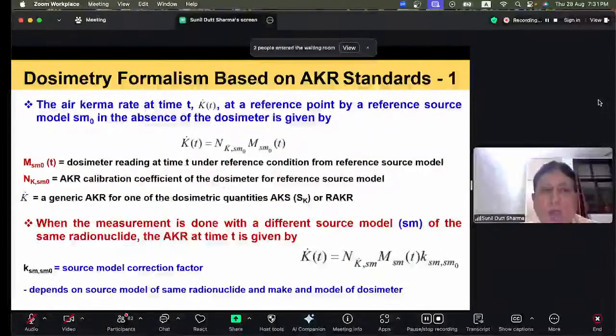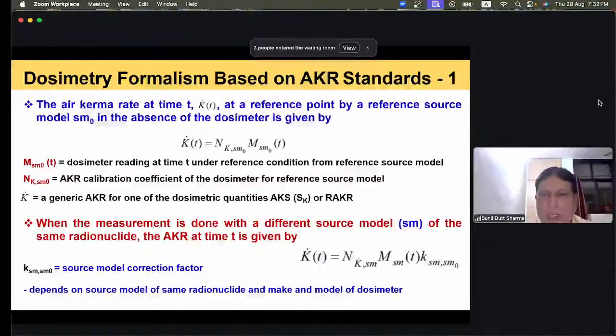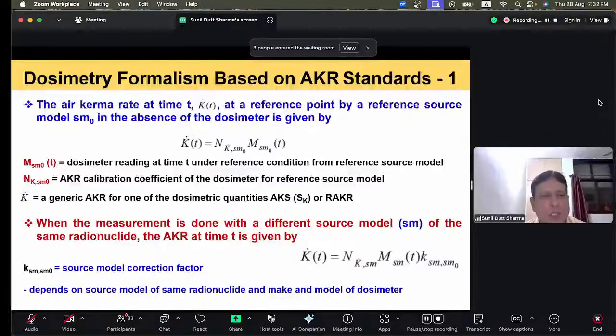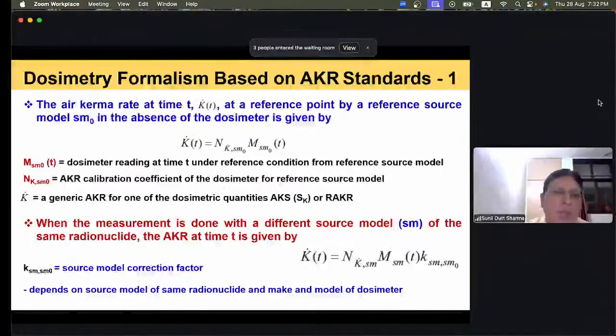Now for the calculation of source strength, the air kerma rate at a given time t and at a reference point by a reference source model SM0. Source model SM0 is that model of the source which is available at the calibration laboratory, that is a standard laboratory. So they are using this source for calibrating your dosimeter. This can be given by this expression: the air kerma rate or air kerma strength is equal to the calibration coefficient against that source in terms of either air kerma rate or air kerma strength, multiplied by the corrected meter reading at a given time.